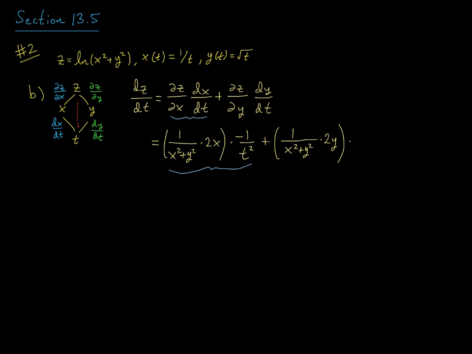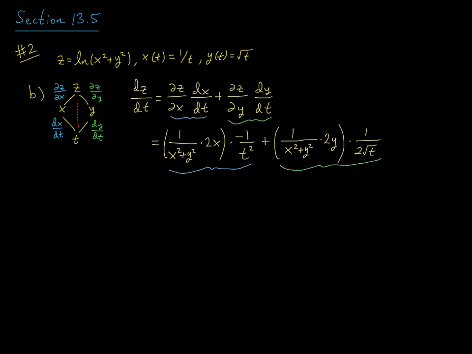And then we're going to multiply by the derivative of y, and that's going to be what? Well, y is t to the 1/2 power, so differentiating we'll get a half times t to the negative 1/2, or put another way, 1 over 2 times the square root of t. Okay, good. So these are the product of the green rates.